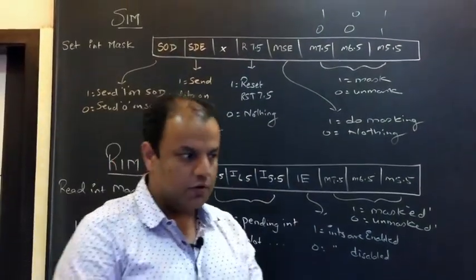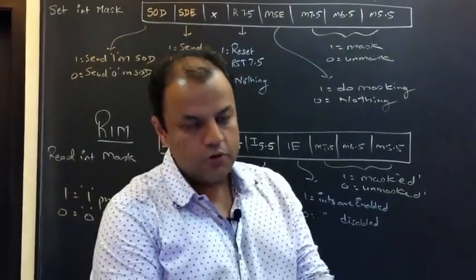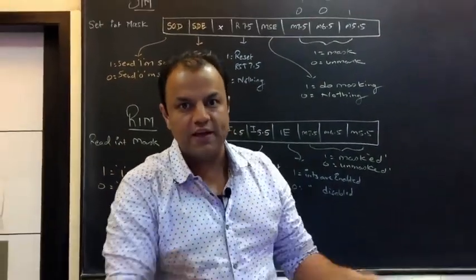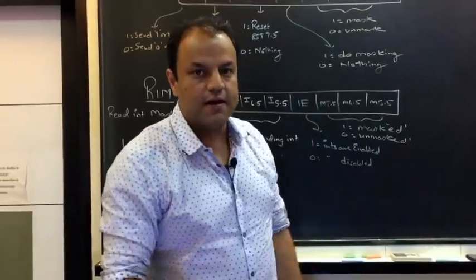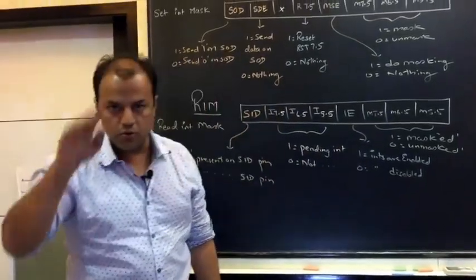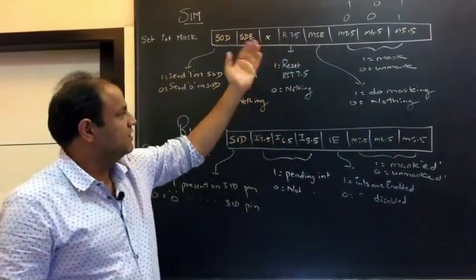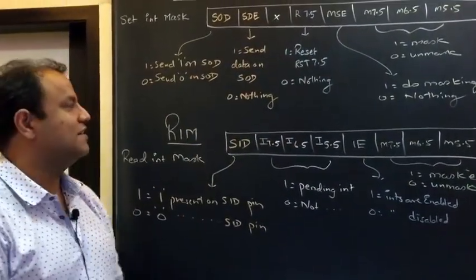I had given the example also. Suppose you locked your keypad. Now you press a few keys. When you unlock the keypad, those keys that you had pressed should not be displayed because they had been pressed at a time when you're not interested in that interrupt. So to clear out the older interrupts, you need this feature. Being 7.5, you need this feature because it is edge triggered. So that's why you have this feature for RST 7.5.